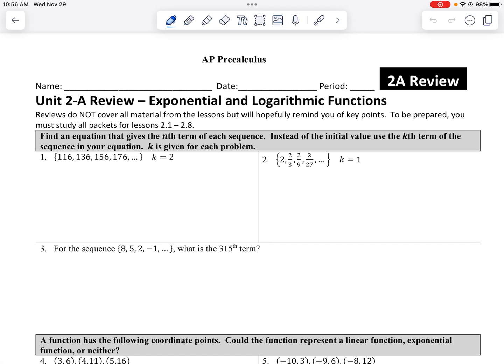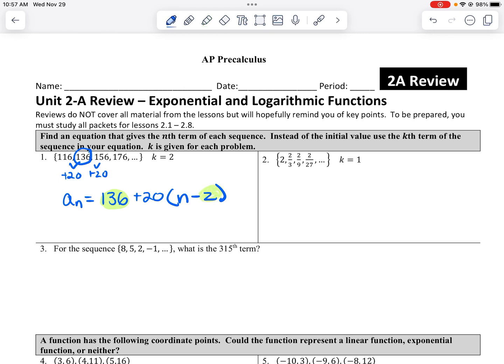So for this first review, let's take a look at what we're doing. To find an equation that gives the nth term of each sequence, instead of the initial value, use the kth term in your sequence, use the k given. So what is happening in this one? Well, it looks like it's going down or up 20. So we could say our term, a sub n, I want to use the second one, so 136 plus 20 times n minus 2. Because once again, if this is our term, it has to match that term value.